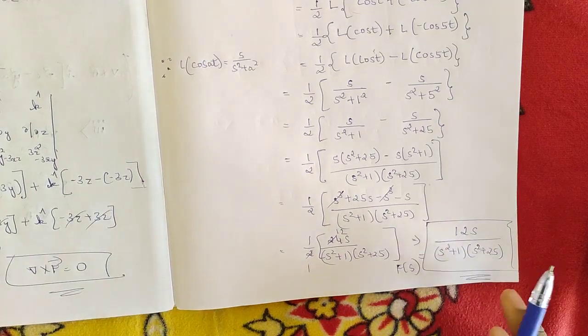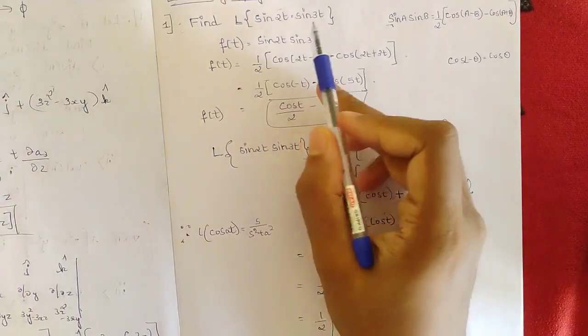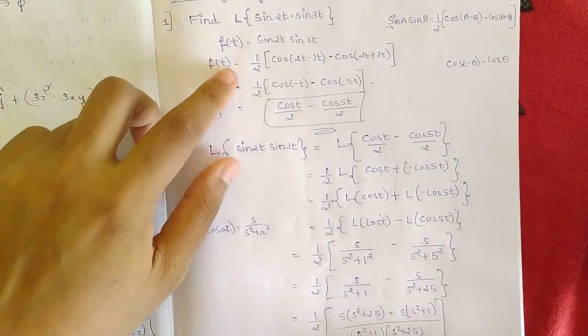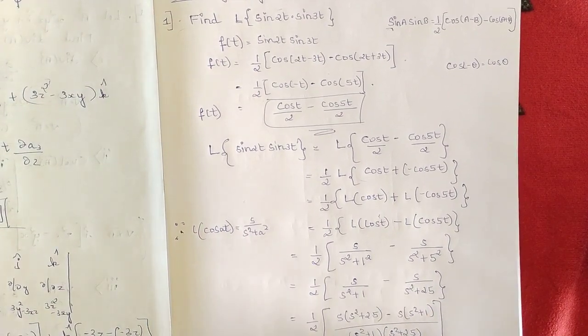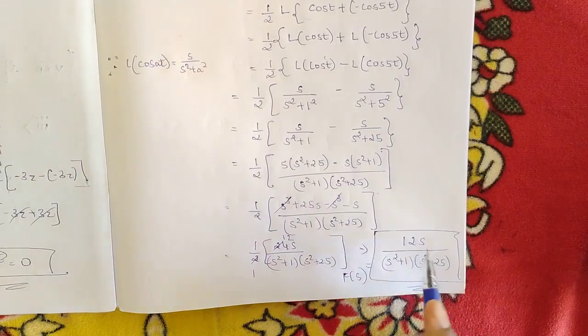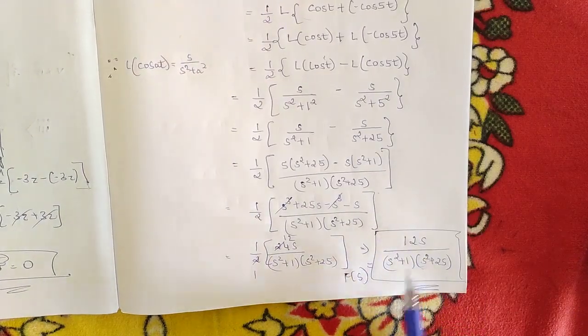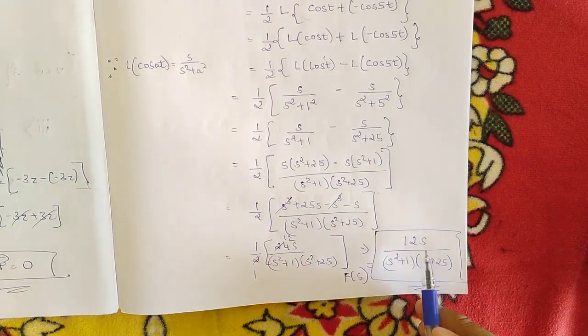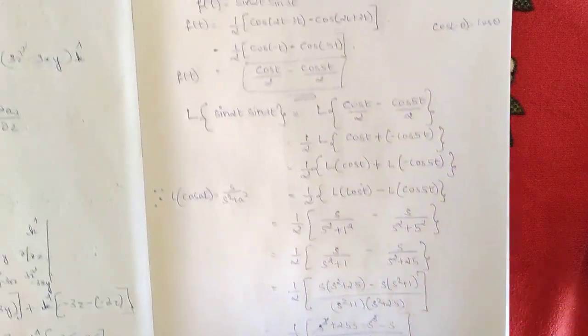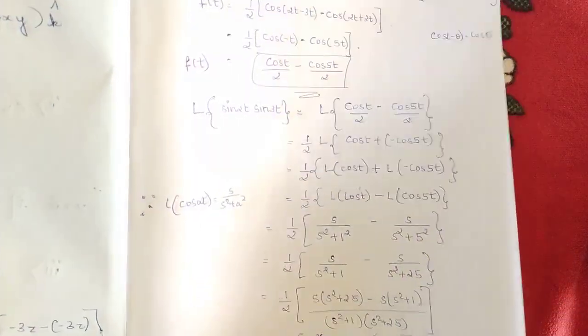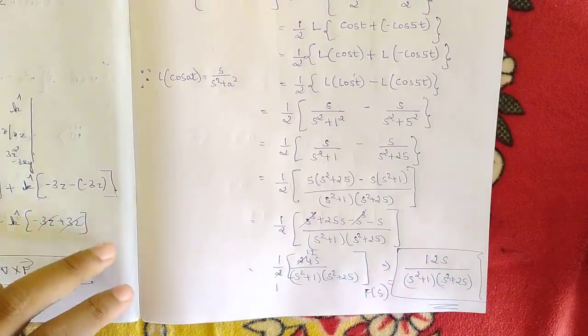So if you observe here, we have solved for sine 2t plus sine 3t. Since according to the definition, L of f of t is equal to F of s, the final answer you would be getting is in terms of the s variable. So this is F of s, that is 12s divided by s square plus 1 into s square plus 25. Okay, so this is the problem, guys. Please note it down and try to understand it. Okay, so let us see the next question.